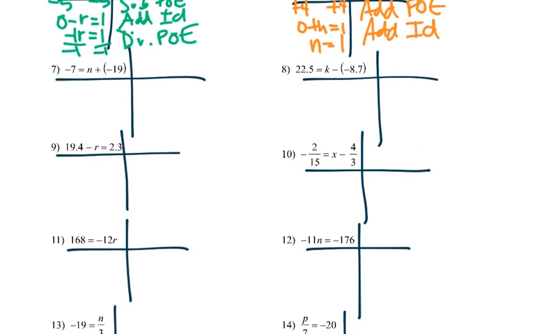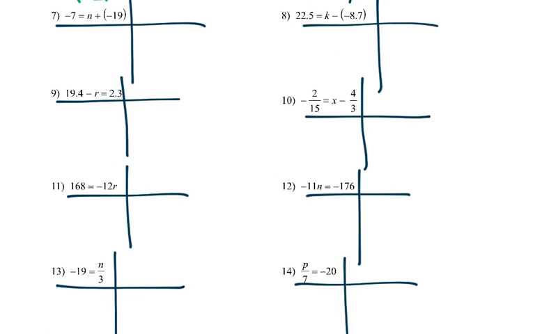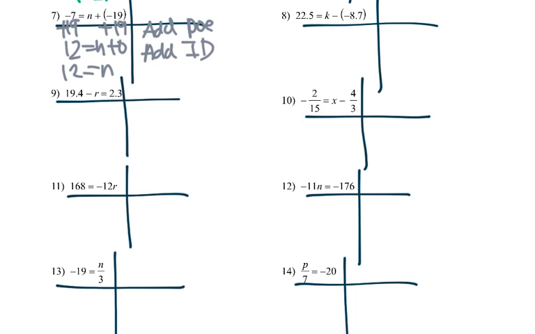Okay, next up, number 7. So we've got n plus a negative 19, plus a negative is the same as minus. So we're going to add 19 to both sides. Negative 7 plus 19 is positive 12 equals n plus 0. Drop the 0 and we get n equals 12. So again, we use the addition property of equality and the additive identity of 0.